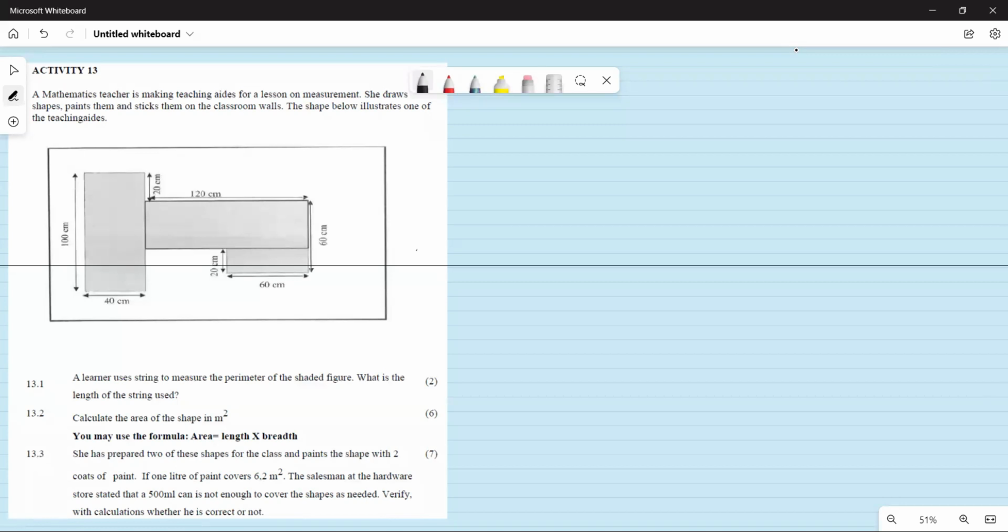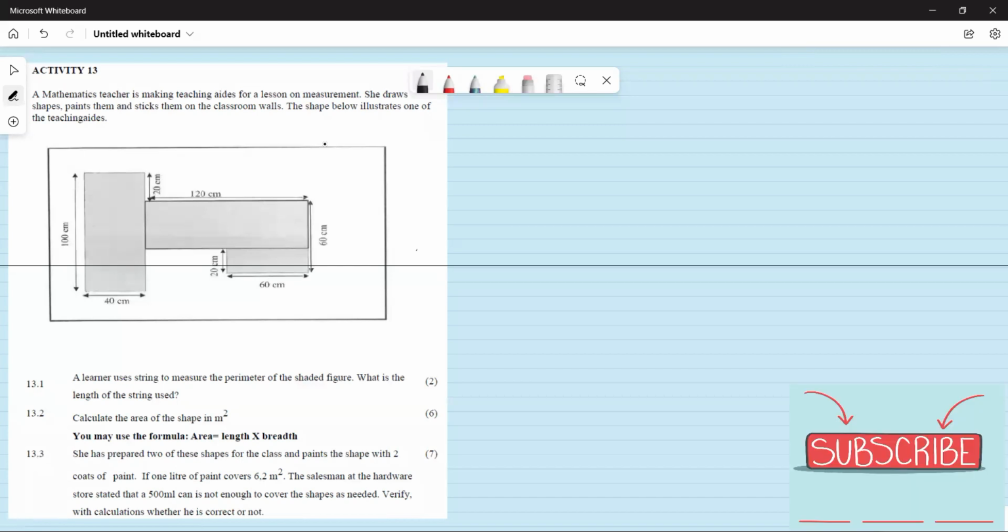Today we are answering questions on measurement, which forms a large part of paper 2. It carries a lot of marks. A mathematics teacher is making teaching aids for a lesson on measurement. She draws shapes, paints them, and sticks them on the classroom walls. The shape below illustrates one of the teaching aids.